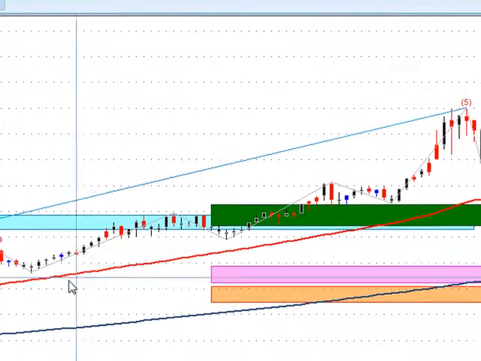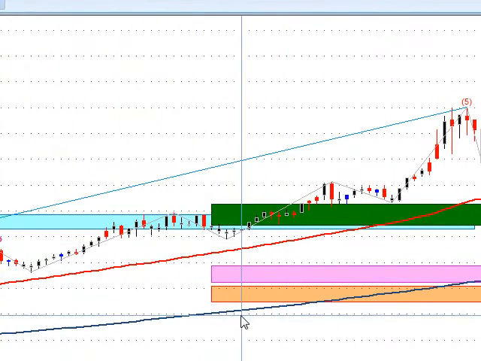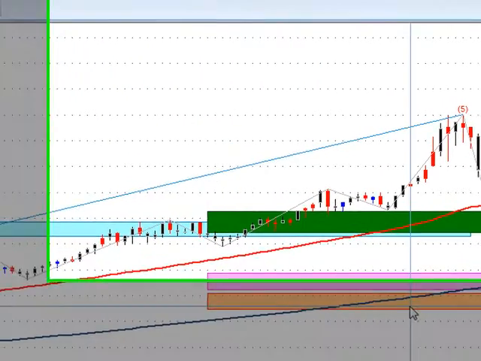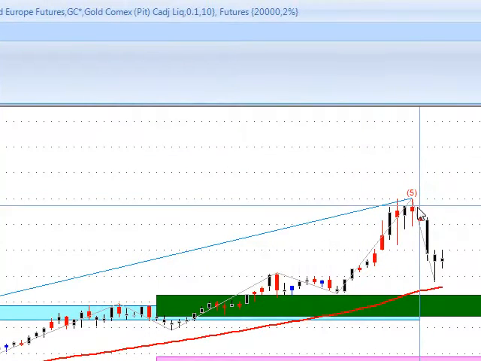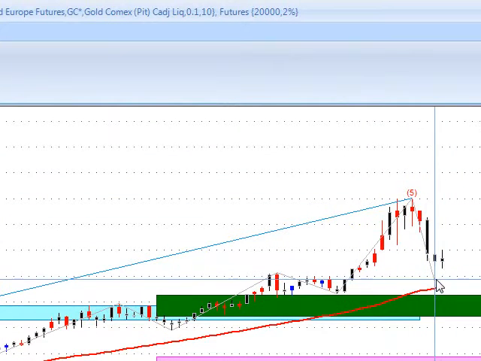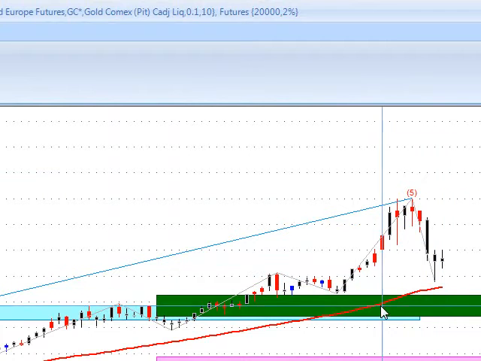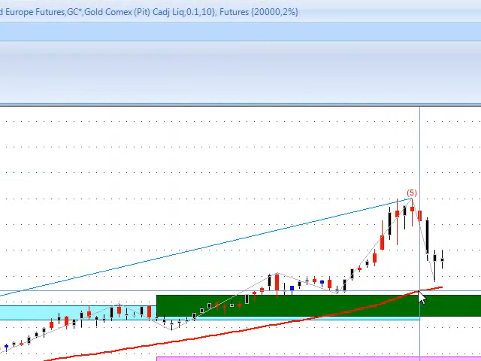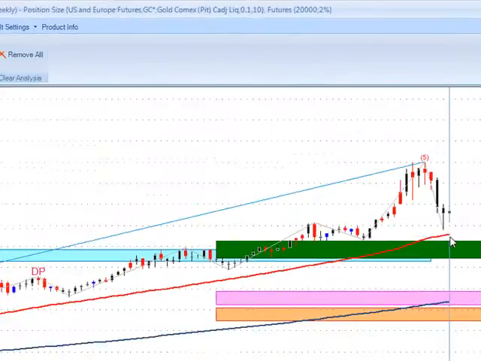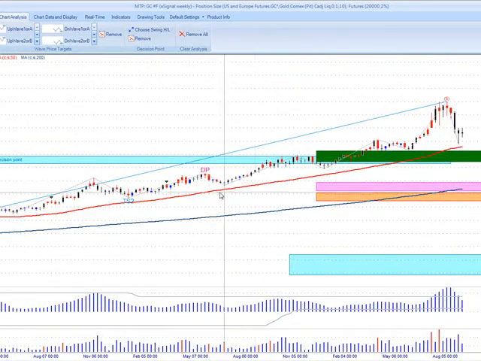This red line here is your weekly 50-period moving average, and the 200 period below that. You can see in this last pullback in gold, we really haven't even tested the weekly 50 period, which is basically equal to the 200-day moving average on the daily chart. So that's all this pullback is. Let's continue to go back.